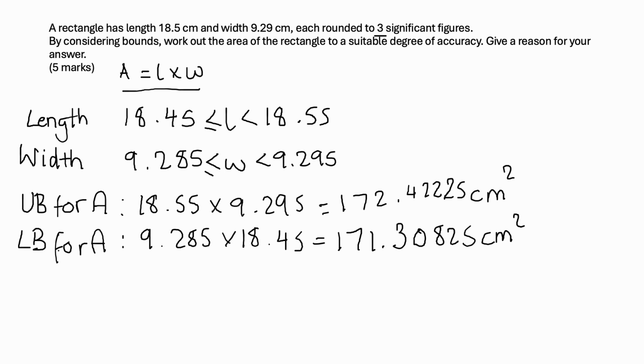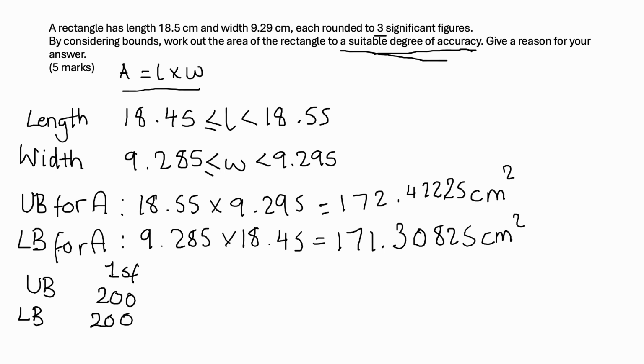Okay, so we've done the bulk of the question. Now we need to put it to a suitable degree of accuracy. Again, essentially what we're going to do is round both the upper bound and lower bound, and see where it matches. The higher the number of significant figures, the more accurate it is. So let's round the upper and lower bound to 1 significant figure. We round the upper bound to 1 significant figure, we get an answer of 200. Lower bound, we also get 200.